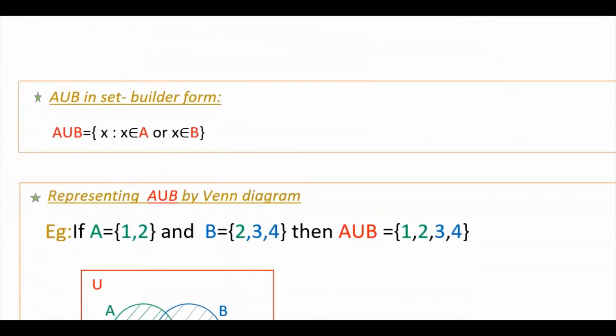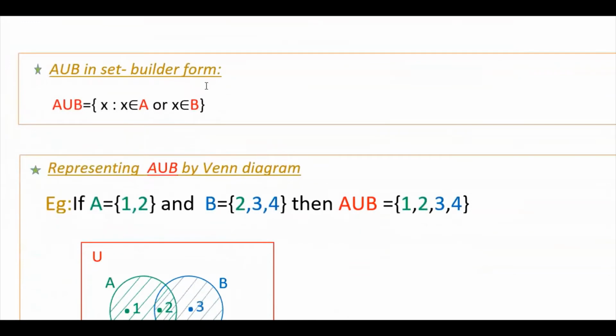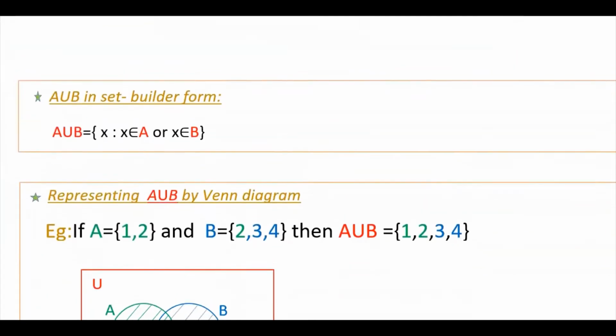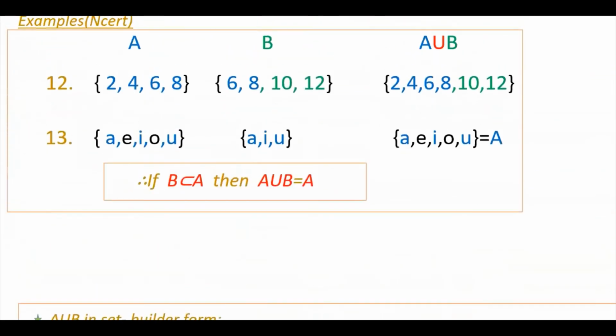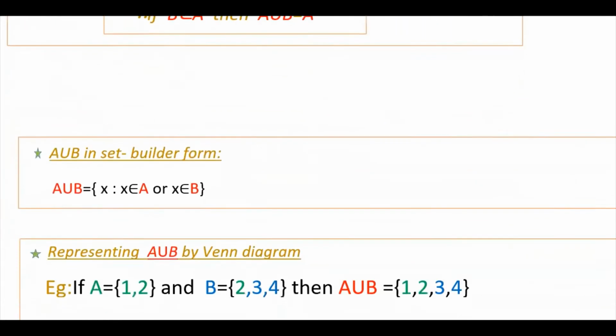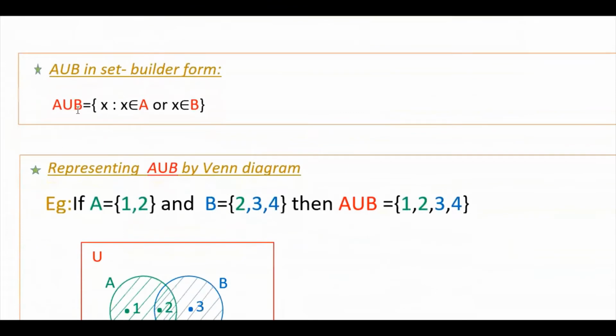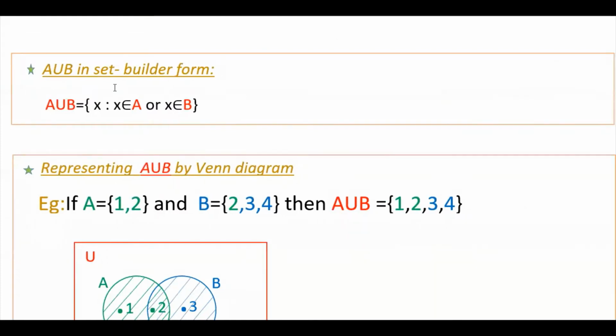If you write A union B in set builder form, here we have represented A union B in roster form. If you represent A union B in set builder form, you have to represent it like this: A union B is equal to the set of X such that X belongs to A or X belongs to B. So here X is an element which belongs to A or X belongs to B.